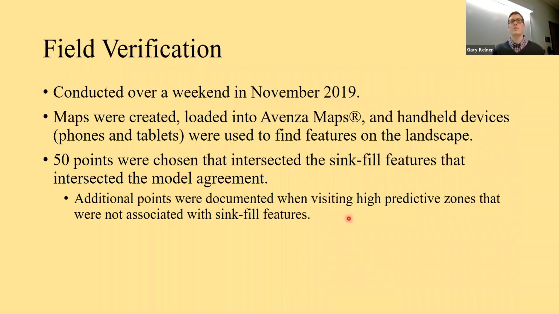Field verification was conducted over a weekend in November 2019. The maps were created and loaded into a digital application called Avenza Maps, which was put on handheld devices, phones and tablets, that were used to find features on the landscape. 50 points were chosen that intersected the sinkfill features that intersected the model agreement. Additional points were documented when visiting high predictive zones that were not associated with sinkfill features.